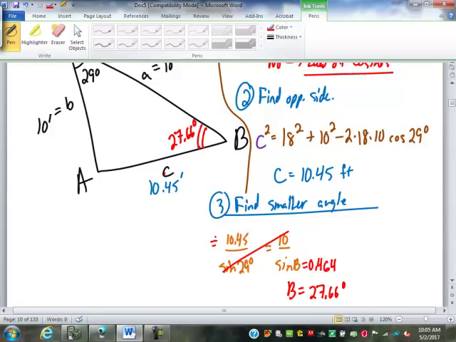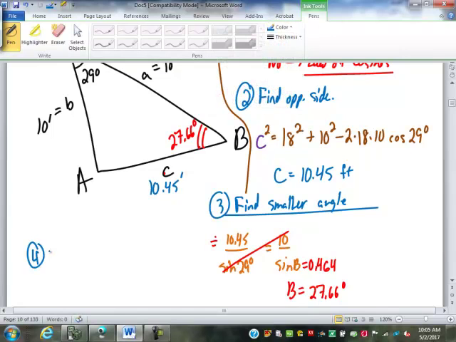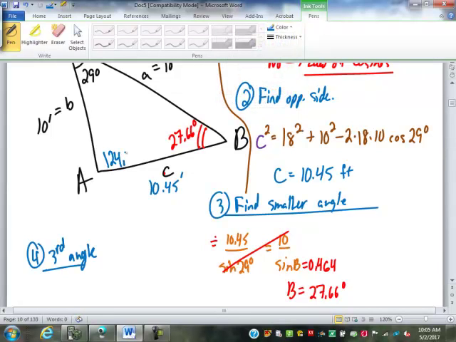So now, what's our last step here? Step 4. Perfect. We find that third angle. So we add those two up. We have 56.66. This is going to be 124.34. Correct? Yeah.